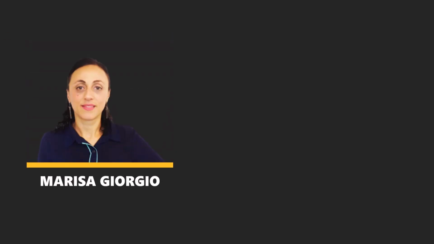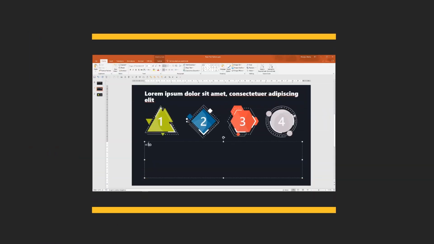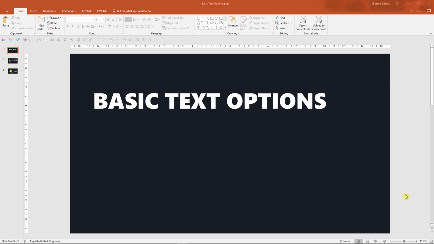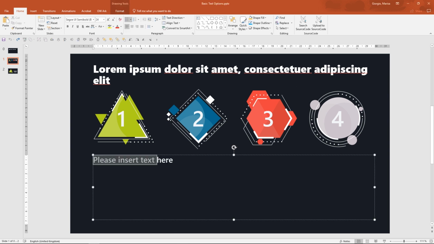I am Marisa, and in this video, we will learn different text settings in PowerPoint. We will only use very basic commands and not look too deep into the settings. Okay, so let's start. On this page, I will show you how to simply fill a text placeholder with random text. We want to fill this empty text box.